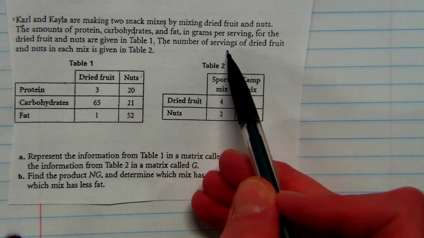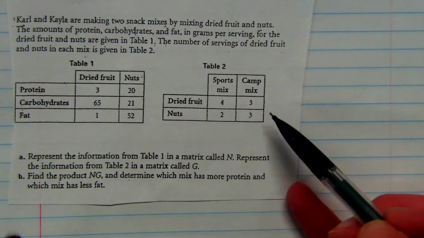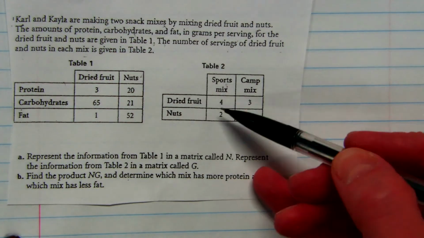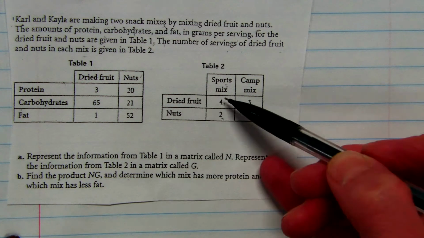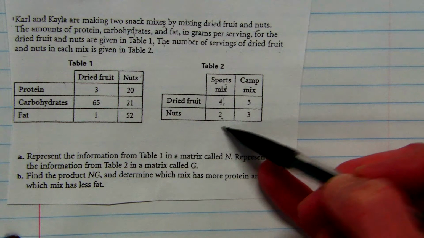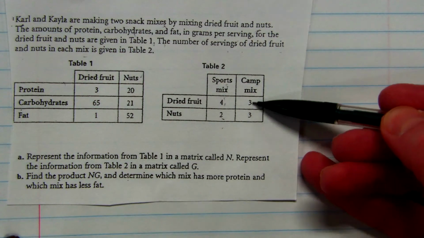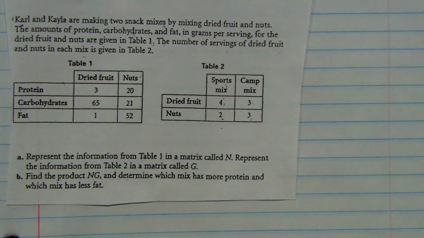The number of servings of dried fruit and nuts in each mix is given in Table 2. So this is giving us a ratio. In what they're calling the sports mix, there's 4 parts dried fruit to 2 parts nuts. That means there's twice as much fruit as there are nuts. In the camp mix, they have equal amounts, 3 to 3. All right, so this is giving us information, and we can use all of this.